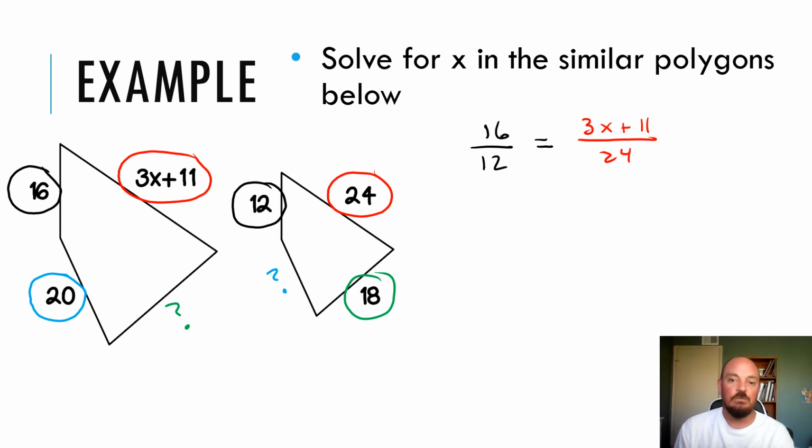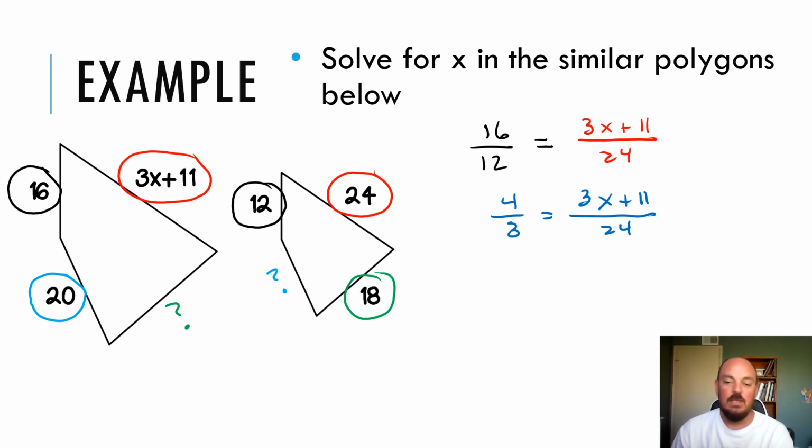But that 16 over 12, that's a fraction. I can't do anything with the 3x plus 11. That's my variable. But 16 over 12 is a fraction, and it can be reduced. So I'm going to reduce that. I'm going to divide both of those numbers by 4. 16 over 12 is the same as 4 over 3. Now, you didn't have to do that. You could have done the question as it was originally written, but see, I have much smaller numbers to deal with now.